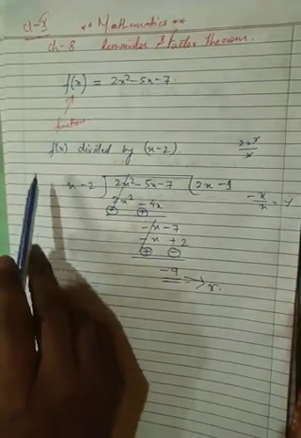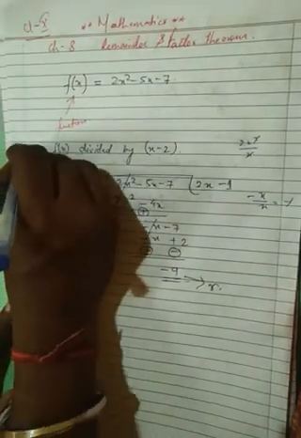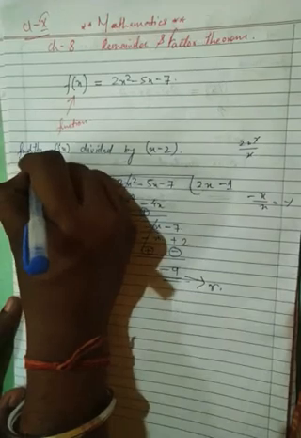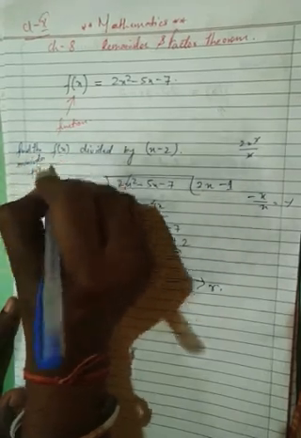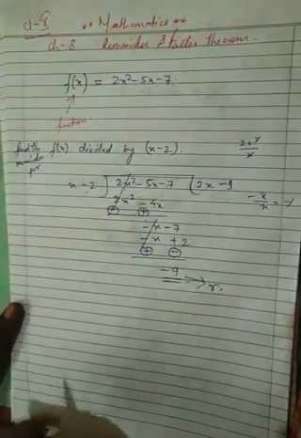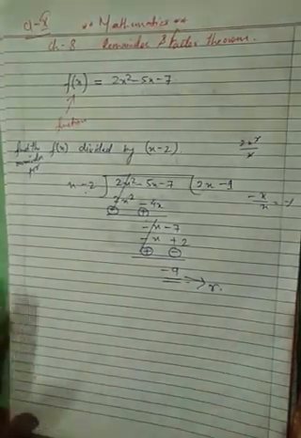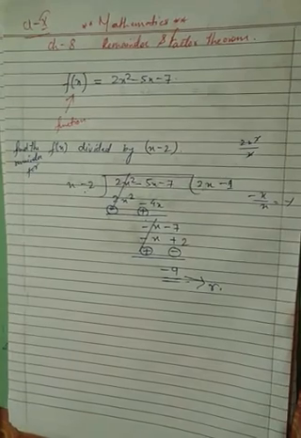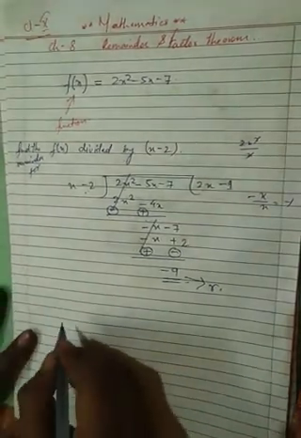This is how you can find the remainder. The question was to find the remainder for f of x when divided by x minus 2. So this is how we can get the remainder. Now using the remainder theorem, we can apply it to find the remainder directly.